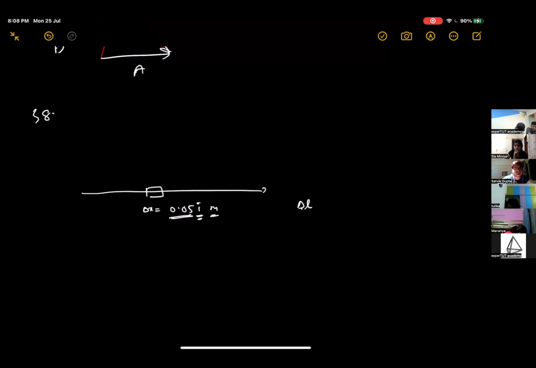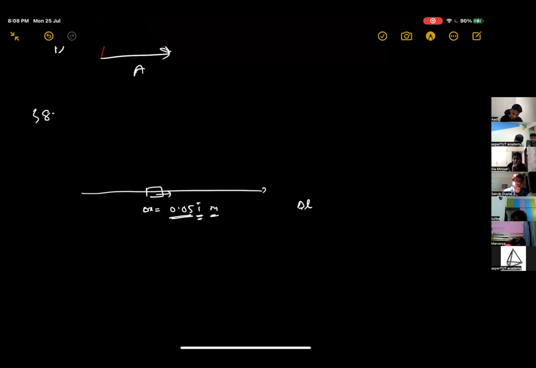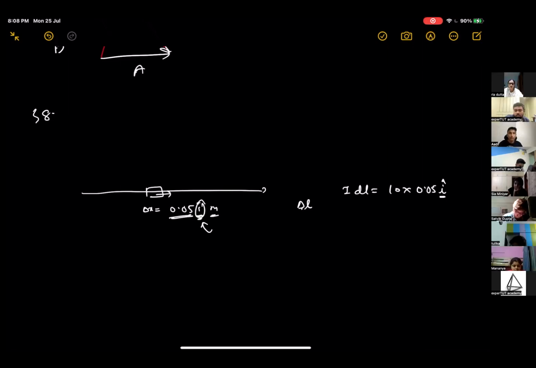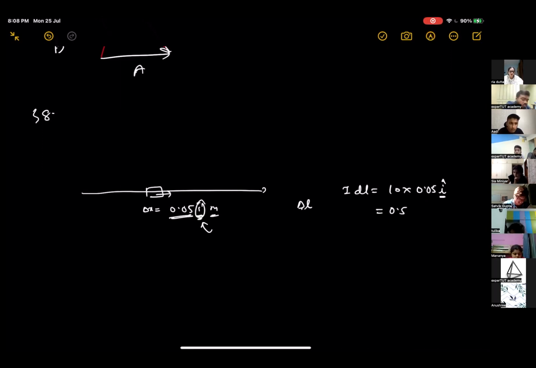And how much current is it carrying? It's carrying 10 ampere. So I dL value is how much? 10 into 0.05 i cap. This i cap is not current. It is the i cap, the x direction. It is telling you the direction towards plus x axis. So I dL is equal to 0.5, right? And its direction is like this.